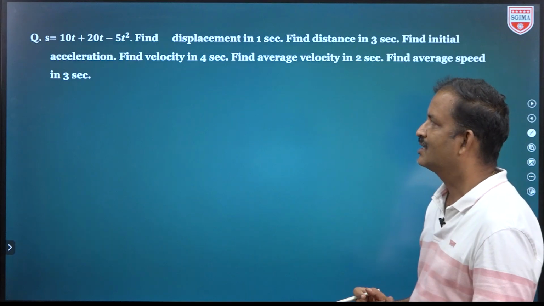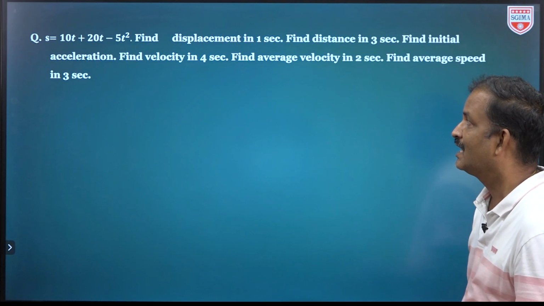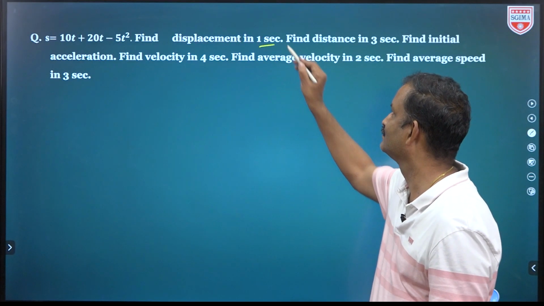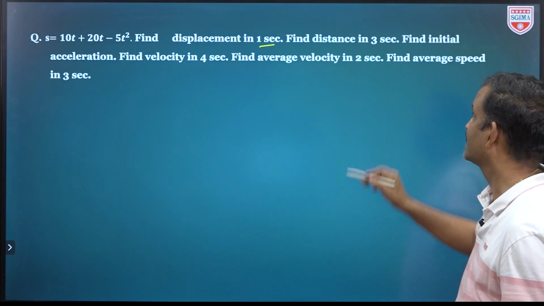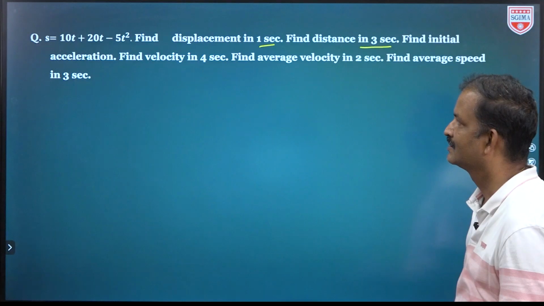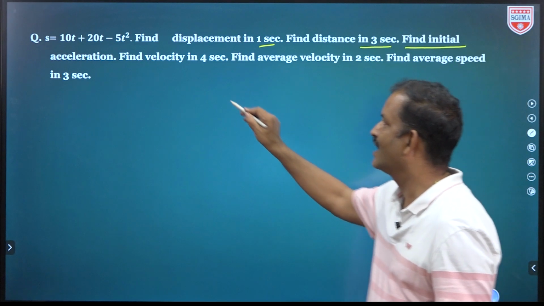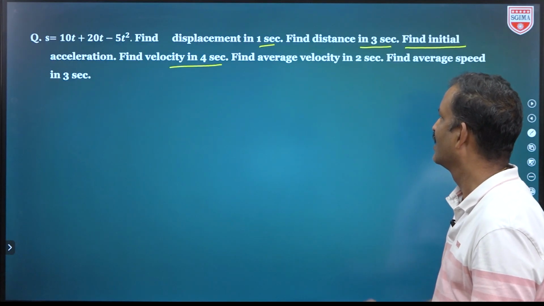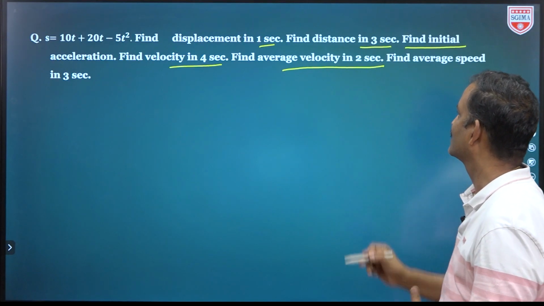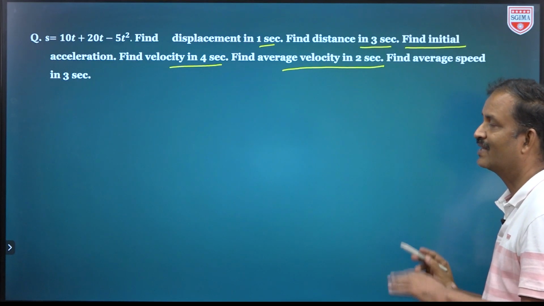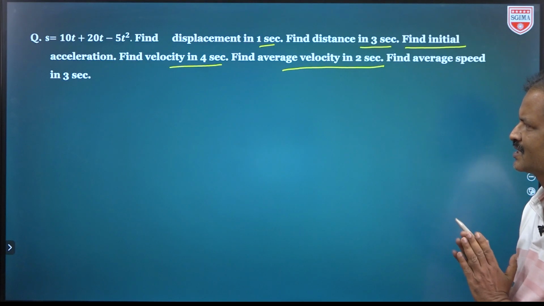So S is equal to 10t plus 20t minus 5t square. Find the displacement in 1 second. Find the distance in 3 seconds. Find initial acceleration. Find velocity in 4 seconds. Find average velocity in 2 seconds. Find average speed in 3 seconds. Everything, all calculus based sums are given in here.